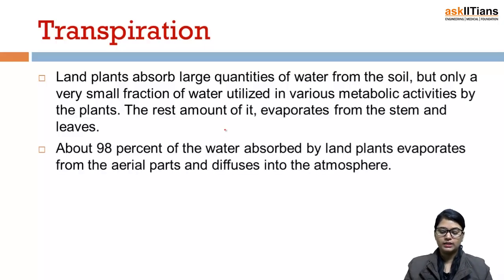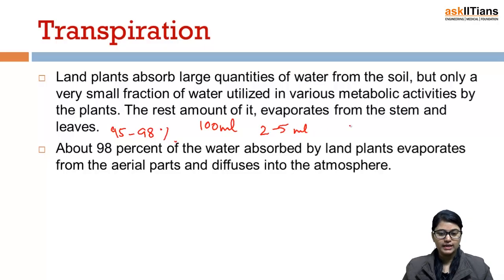So, about 95 to 98% of water absorbed by land plants evaporates into the atmosphere. So, if 100 ml of water is being absorbed by a plant, then only 2 to 5 ml will be utilized, and the rest, 95 to 98 ml, will evaporate into the atmosphere.